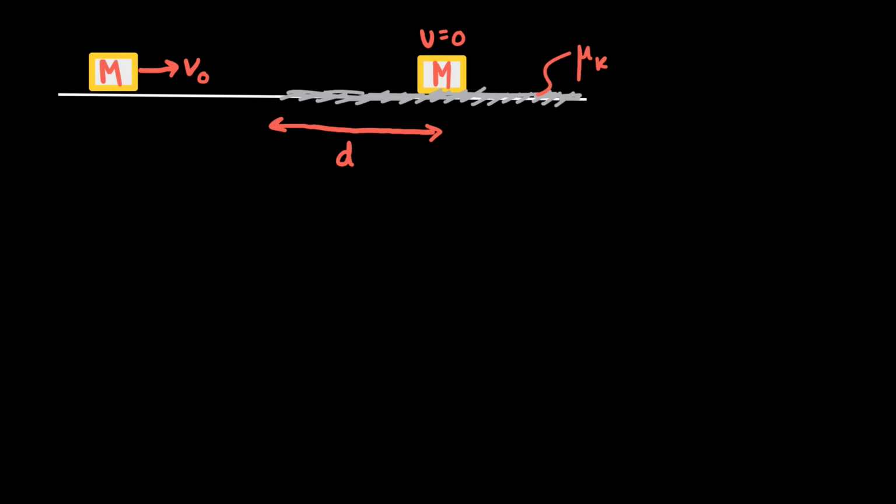I have a box with mass m that is moving at a speed v0 on a frictionless surface. The box then encounters a rough surface where the coefficient of kinetic friction between the box and the surface is mu k, and the box eventually comes to rest.